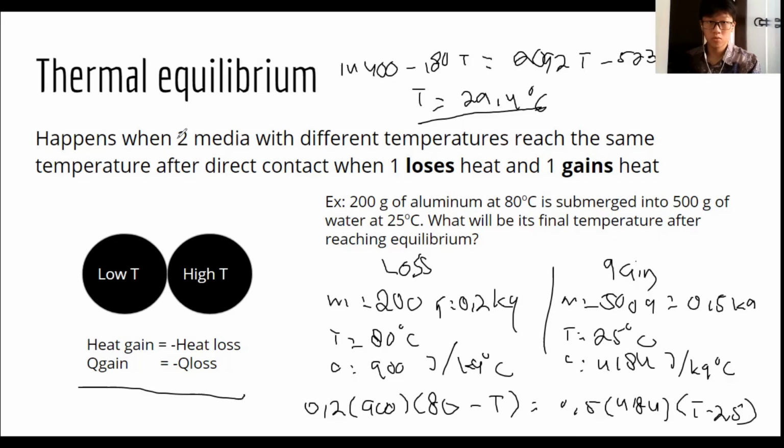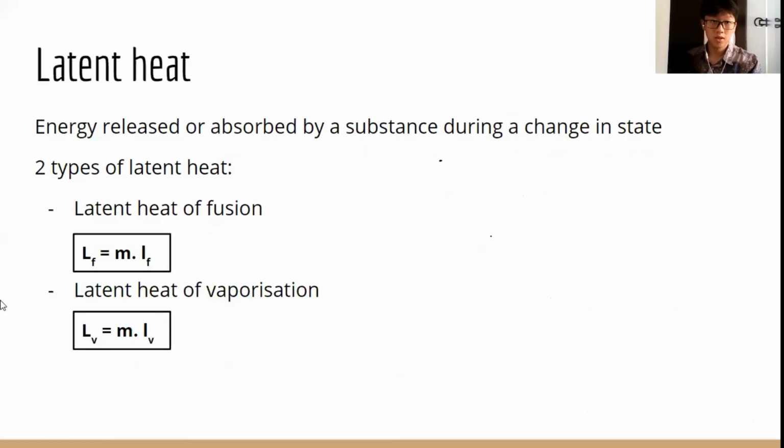So let's move on. Latent heat. Latent heat is the energy released or absorbed by a substance during a change in state. There are two types of latent heat. The first one being latent heat of fusion, and the second one is latent heat of vaporization.